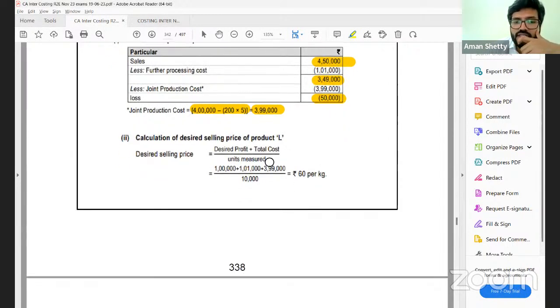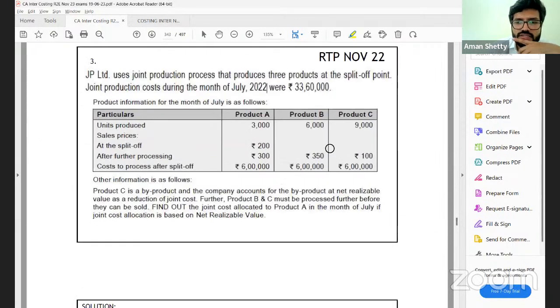So calculation of the desired selling price of product L. Very simple. Desired profit plus total cost by units measured. So 3 lakh 99,000 is the joint product cost after minusing product L. 1 lakh 1,000 is further processing cost. Profit I need is 1 lakh, divided by desired profit 10,000. I get the desired selling price of 60 per kg. Is this clear?